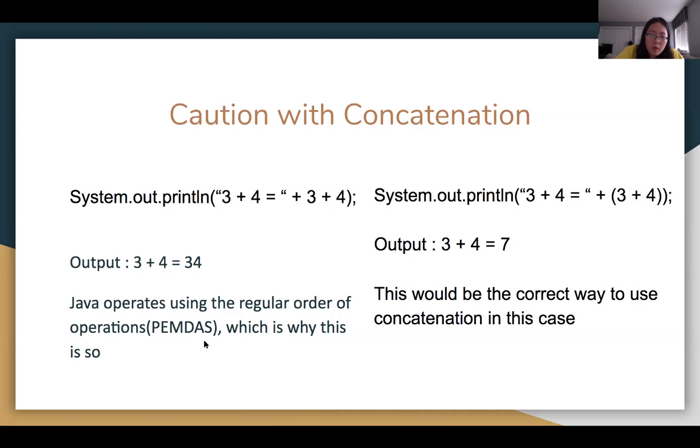So again, if we're going by PEMDAS, since parentheses are first, that means that we solve everything with the parentheses first. So this would first calculate to 7, and then it would add to "3 plus 4 equals", and that would actually output 3 plus 4 equals 7. Again, this would be the correct way to use concatenation in this case. So just be careful of what you're adding to the strings, since it might be different.